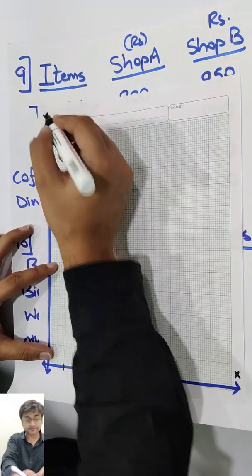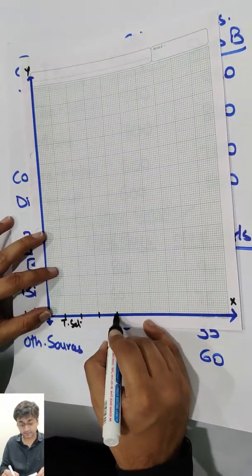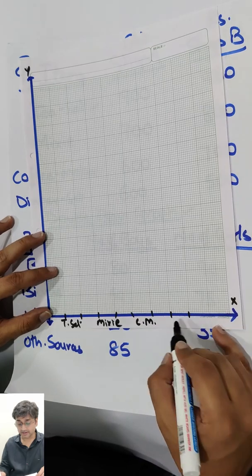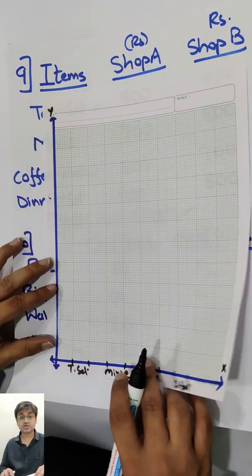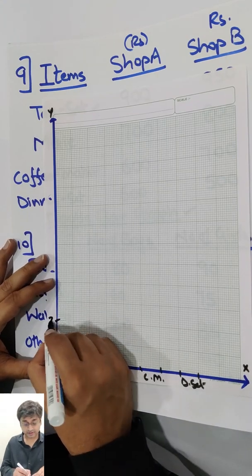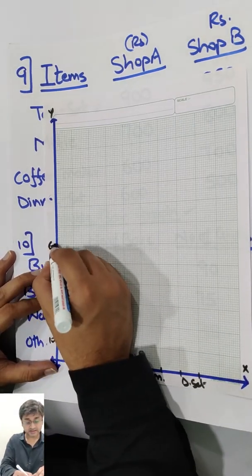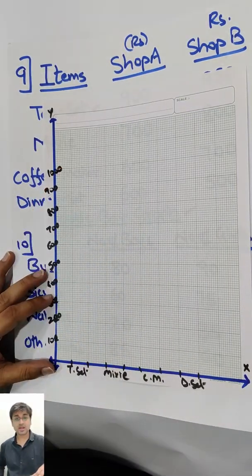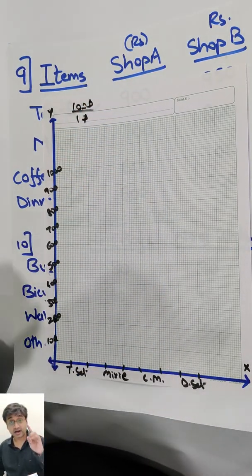The x-axis is damn simple: T set, mixie, coffee maker and dinner set. For the Y-axis calibration, I can see 950 is highest, so divided by 10, maybe 95, closest is 100. So let's calibrate as 100, 200, 300, 400, 500, 600, 700, 800, 900 and 1000. Now 1000 divided by 10 lines, so each line is 100. Each line is 100. Remember that.